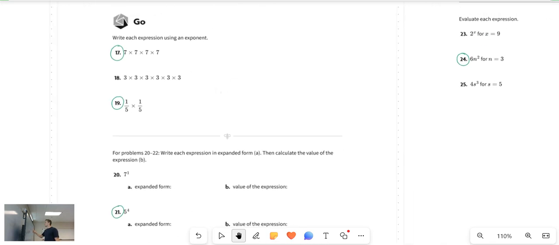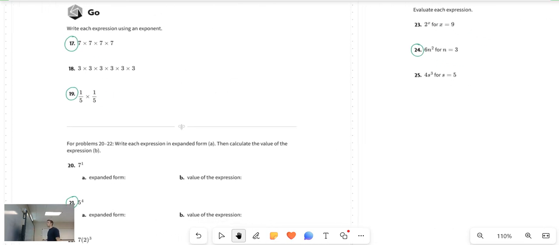All right, we're into the exponents now. Write each expression using an exponent. So we know exponents are repeated multiplication. We have 7 times 7 times 7 times 7. That's 4 sevens multiplied together: 1, 2, 3, 4. That's 4 of them, so we're going to have 7 to the 4th. Our exponent is that little 4 because there are 4 of the 7s.